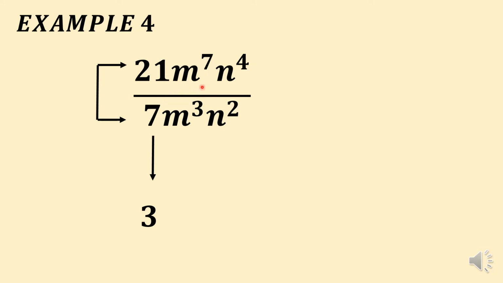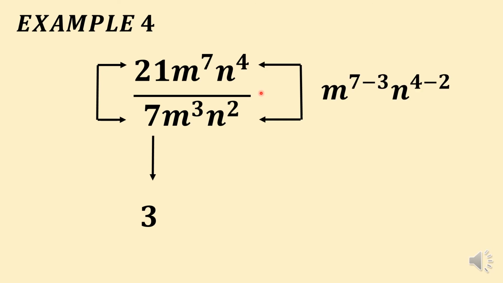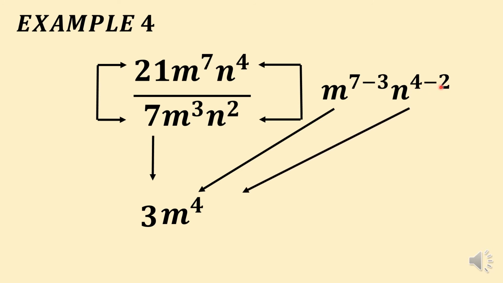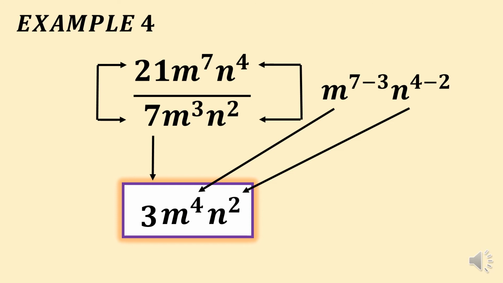Okay? So for the variables, again by quotient rule, simply subtract their exponents, then copy the letters. So you have m raised to 7 minus 3, and then n raised to 4 minus 2. So ito yon. Then you have now to simplify by subtracting the exponents. So copy m, then 7 minus 3, that is 4. Then for n, you have 4 minus 2. Our answer is n raised to 2. So therefore, our final answer is 3m raised to 4 and n raised to 2. Okay, let's have our next example.